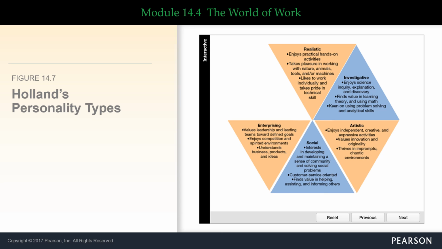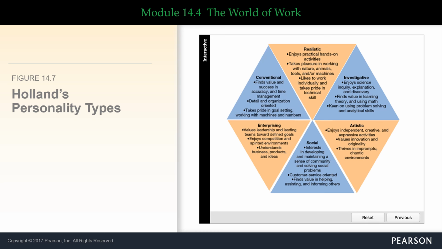Enterprising, this individual or personality type values leadership and leading teams toward defined goals. And then the last of the 6 is conventional, finds value and success in accuracy, time, and time management. So these are different personality types that might affect occupational choices.